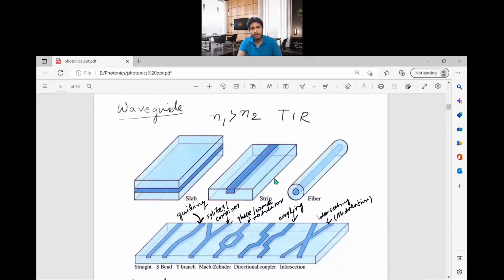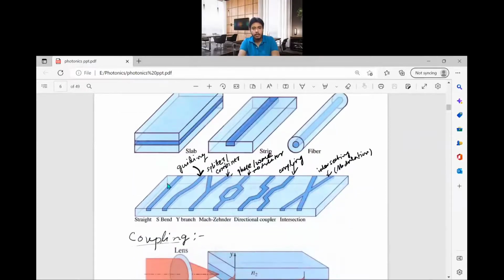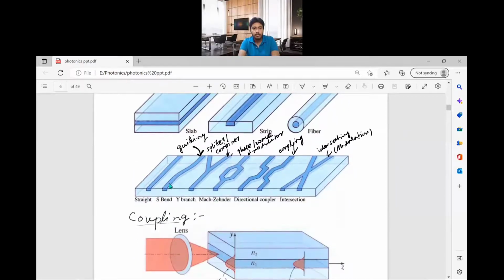You can make some waveguide structures like this. This is the slab type structure, where this is the core and this is the cladding. The core has a higher refractive index than the cladding, so this dark blue is greater than the light blue. This is the strip type optical waveguide you can make, and this optical fiber is also a waveguide. These are the different kinds of waveguides you can make. This is a straight waveguide. You have the S bend waveguide, which is used for guiding the wavelength.